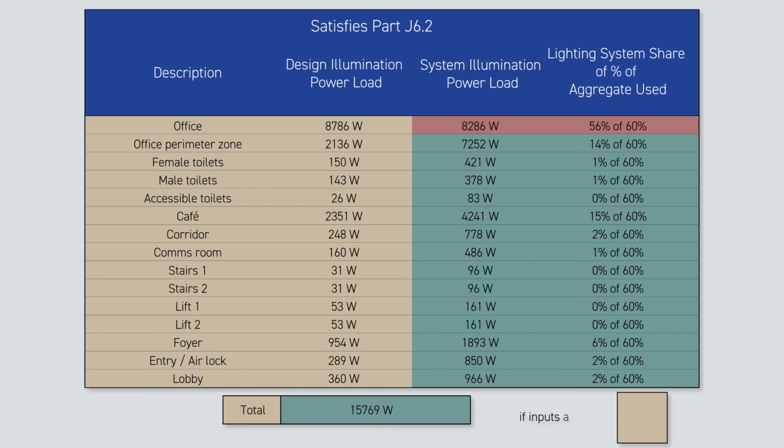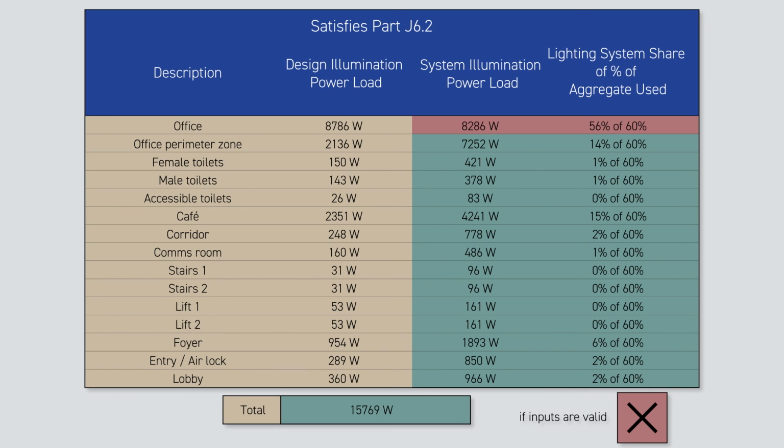Below the last column, you'll see a large cell next to "If inputs are valid." This cell represents the overall outcome of the lighting design. If the cell is showing green with a tick, the design is compliant. If the cell shows red with a cross, the lighting design does not comply and needs to be reconsidered as appropriate.